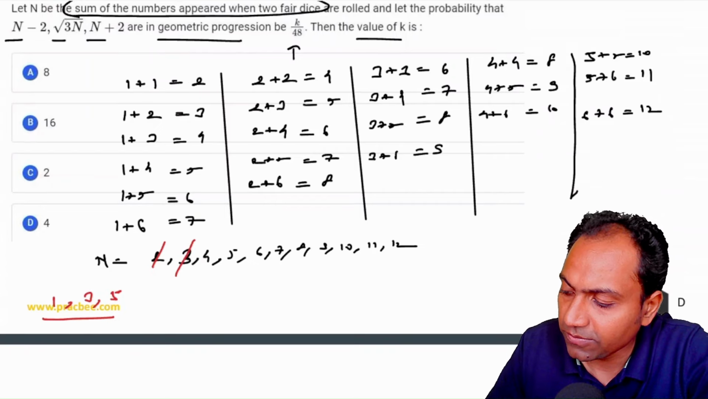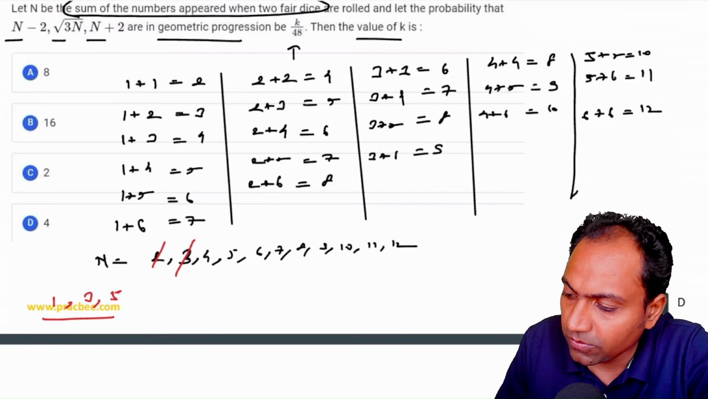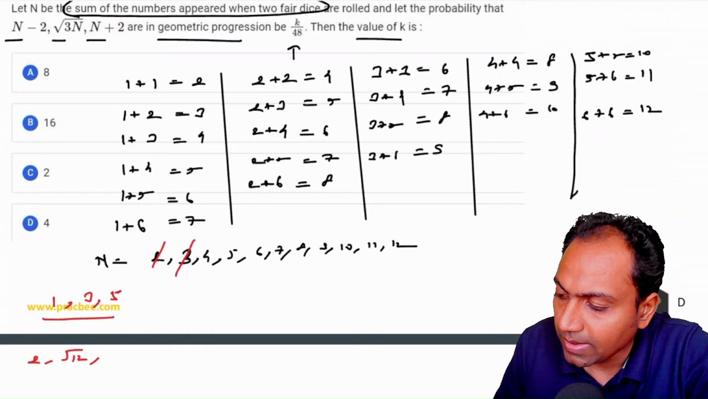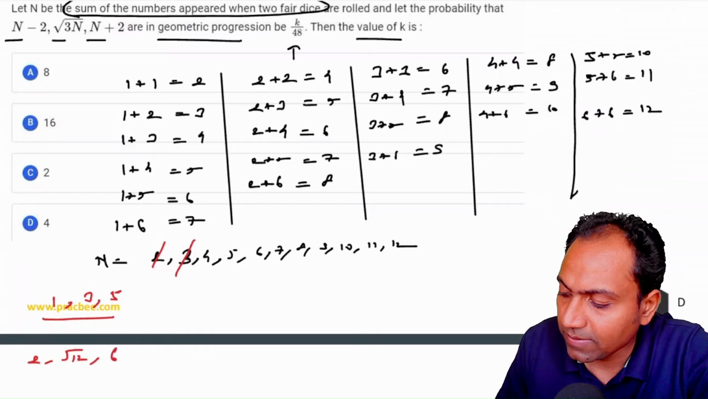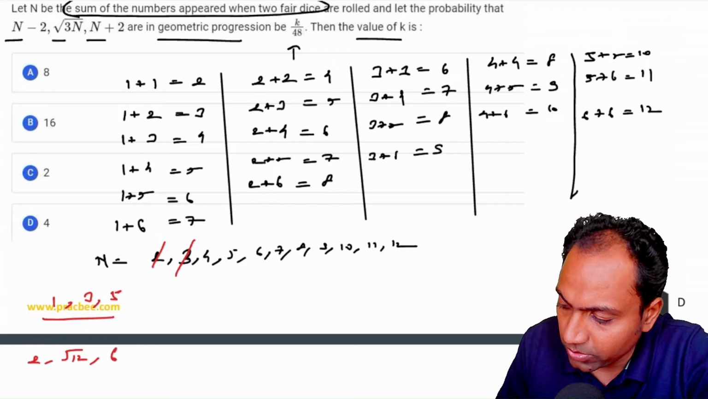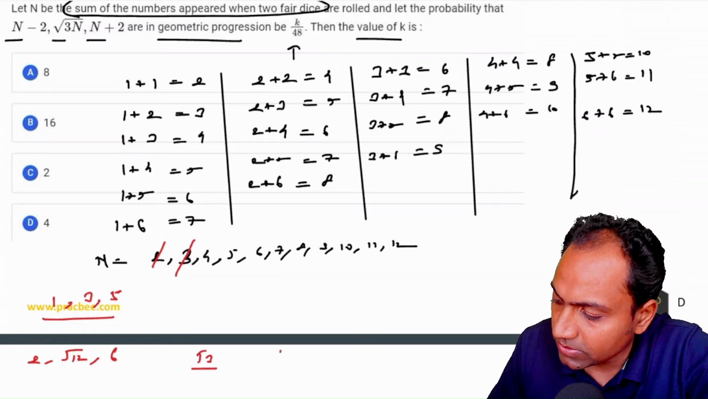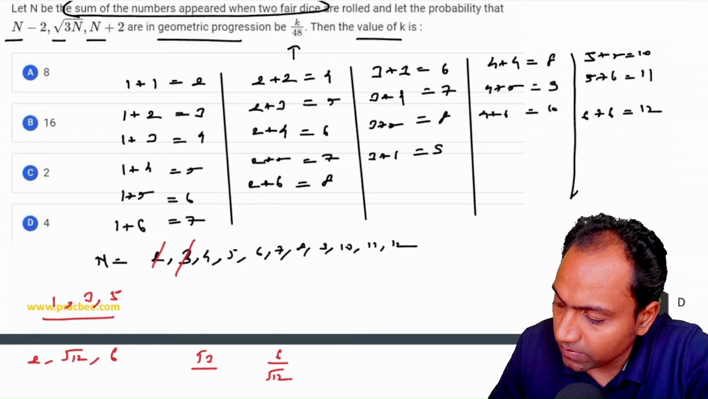Let us take 4. If I take 4, then 4 minus 2 is 2. This will become root 12. And then 4 plus 2 is 6. Now let us divide and try. If I divide the first two terms, it comes out to be root 3. And if I divide the second two terms, it is nothing but 6 by root 12.